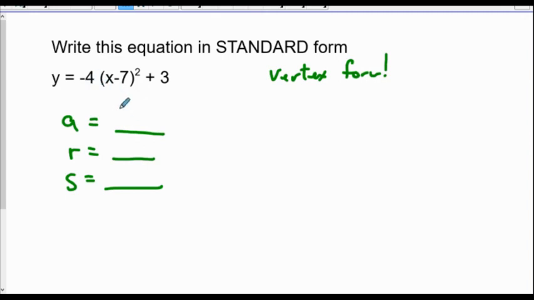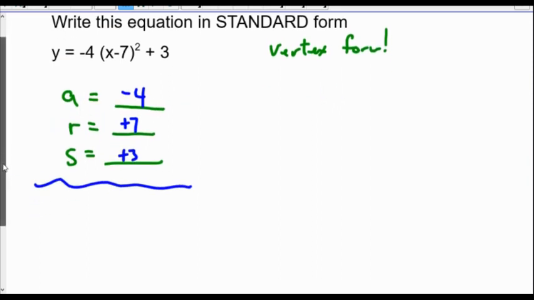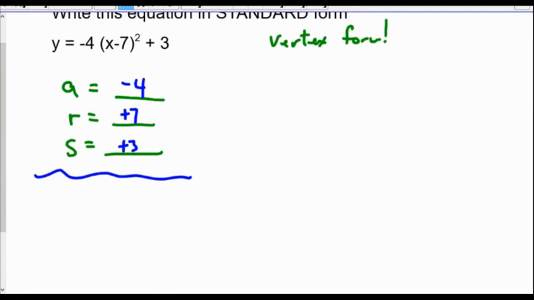Well, here we have A is negative 4. R is positive 7. Be careful of the negative signs. And S is a positive 3. Okay, so we're going to convert this from vertex form into standard form. And here we go. We're going to say that y equals negative 4. How about I'll just write the whole question down first.